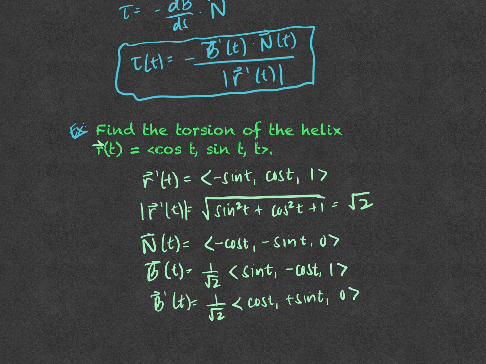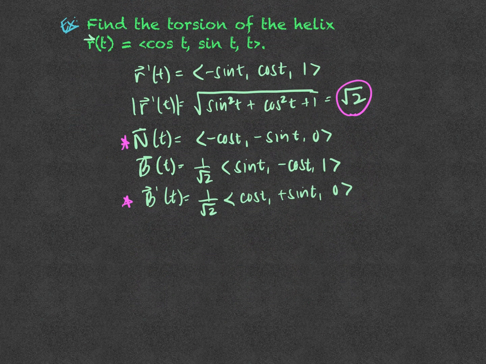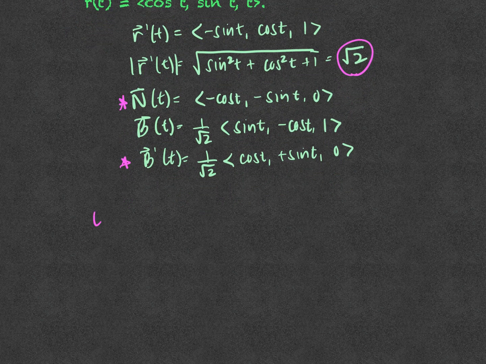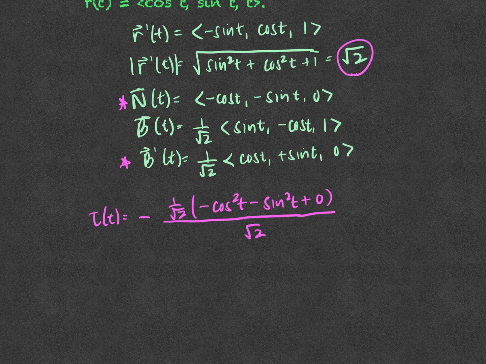Now we're supposed to take the negative dot product of b prime of t and n of t, the binormal and the unit normal vectors, and then we're going to put it over the length of r prime of t, which is the square root of 2. Now the torsion is going to be tau of t, which equals negative that dot product. So we're going to do 1 over the square root of 2, and negative cosine t times cosine t is negative cosine squared t, plus negative sine t times sine t makes it a minus sine squared t, plus 0 times 0 is 0. And the denominator is the square root of 2.